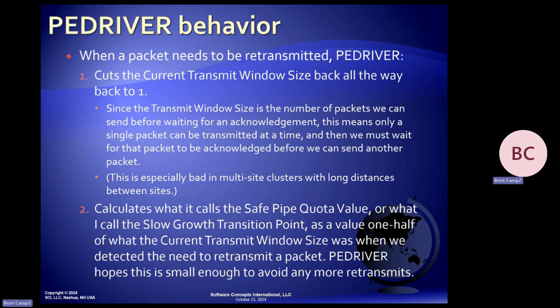It looks like half because it cuts it back to 1, but then it grows back up to half so rapidly that you don't see it.